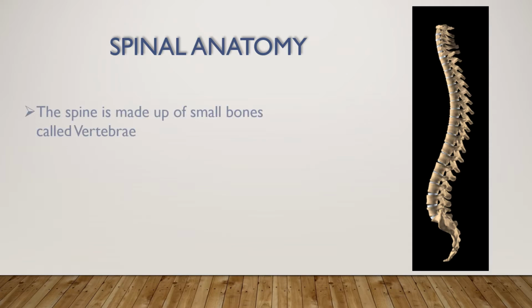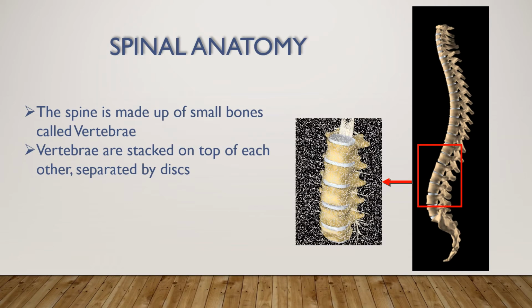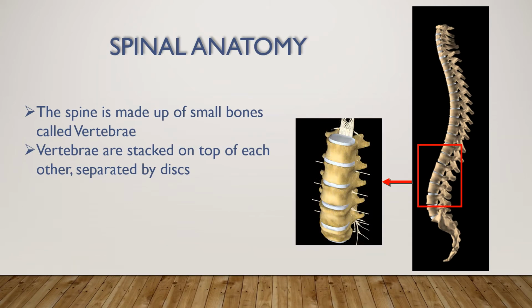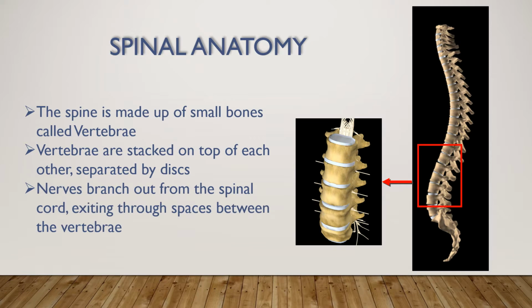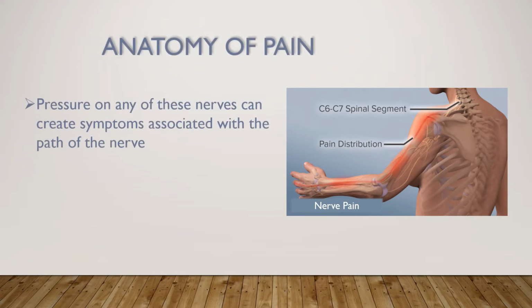We know the spine is made up of small bones called vertebrae. Those vertebrae are stacked on top of each other and are separated by discs, which are the shock absorbers between the vertebrae. Nerves then branch out from the spinal cord and exit through small spaces between each of the vertebrae. Any pressure on any of these nerves can create symptoms associated with the path of that nerve.